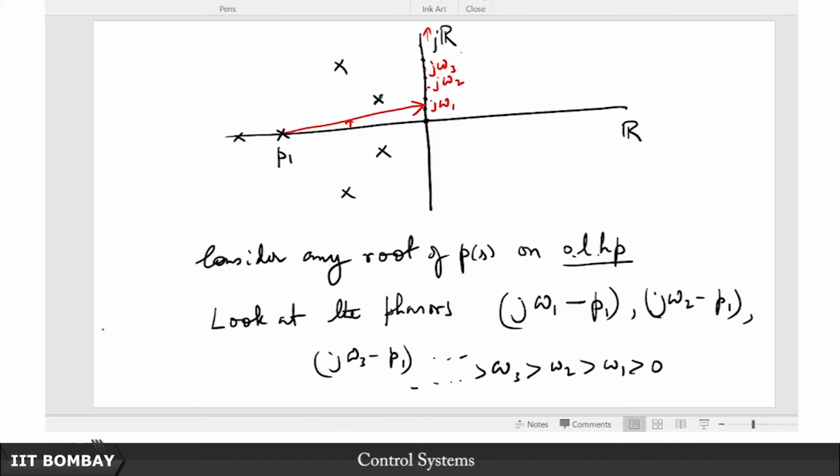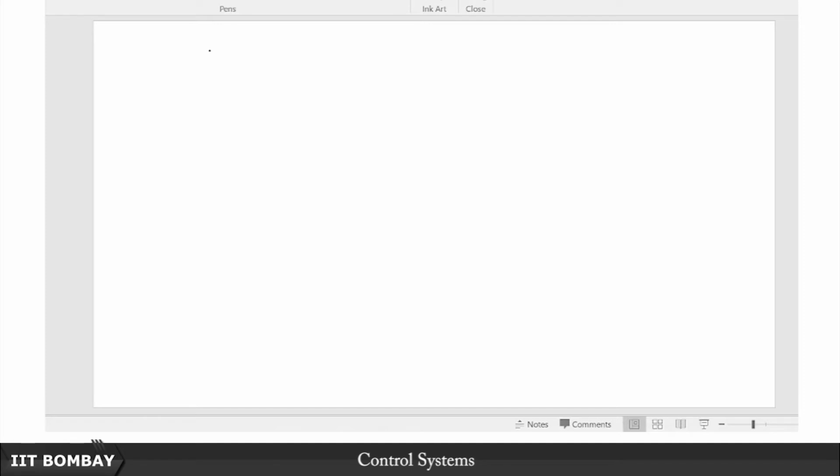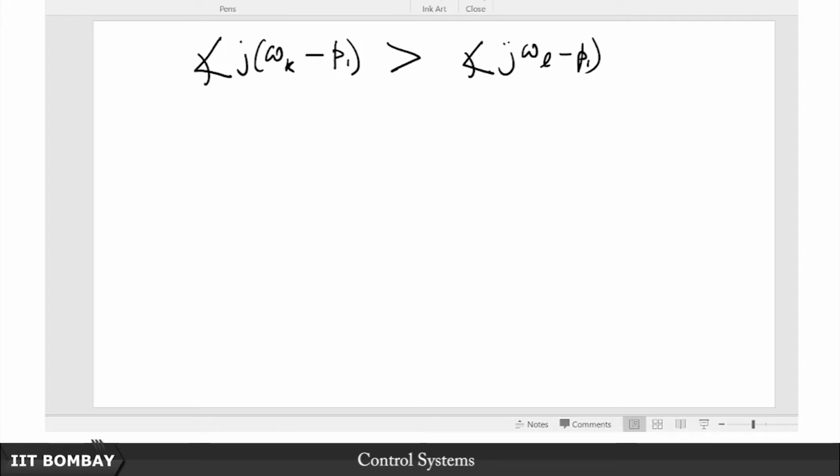Okay, what do we observe? The observation is that if you look at the argument or the angle, you see that the angle of j omega k minus P1 is greater than the angle of j omega L minus P1, if, or rather let me say, omega k is greater than omega L.